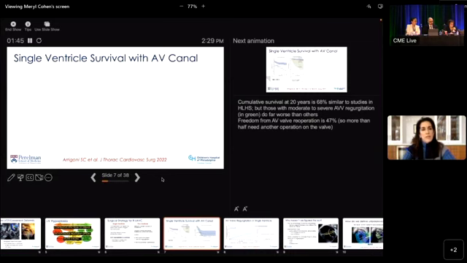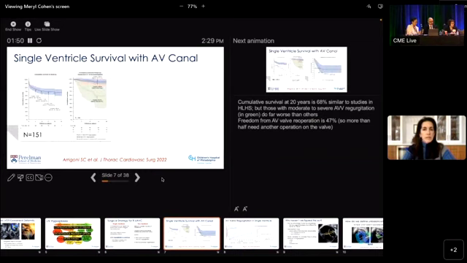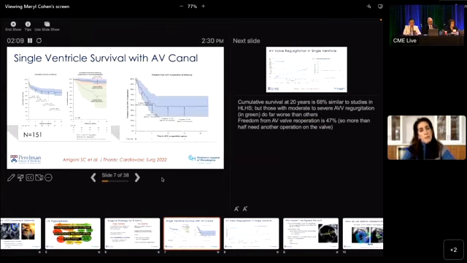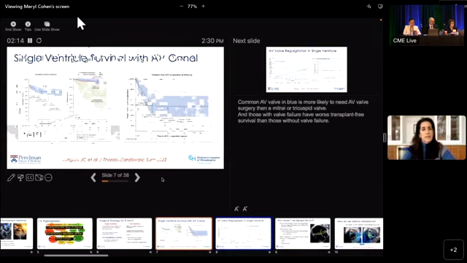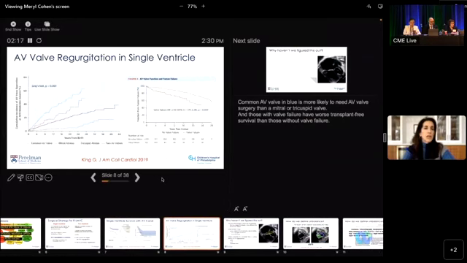If you look at patients who have had single ventricle in association with AV canal defect, the cumulative survival at 20 years is about 68%, similar to studies that we see in other forms of HLHS. But those with moderate to severe AV valve regurgitation, which you see here in green, do far worse than the others. And freedom from AV valve reoperation in this cohort of patients is only 47%, so more than half need reoperation.